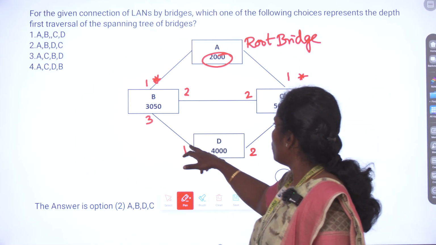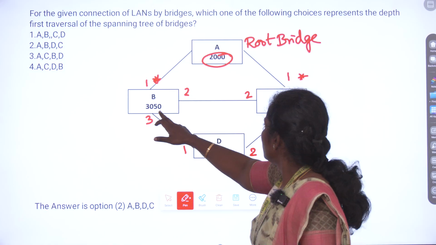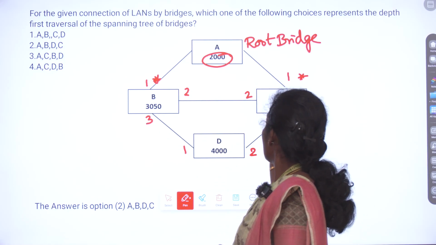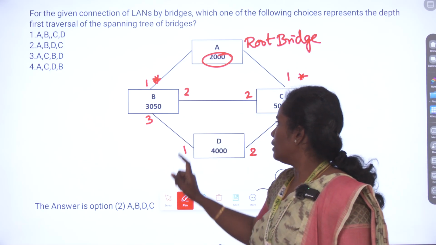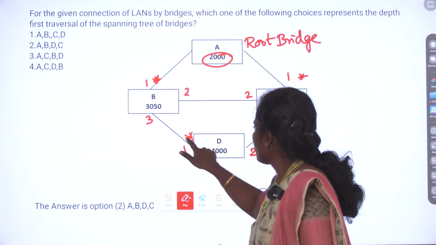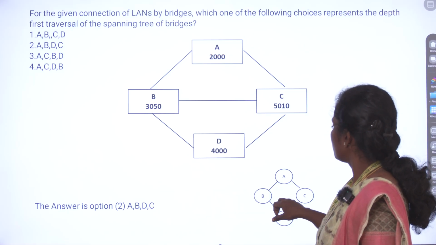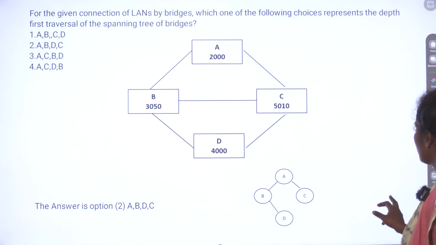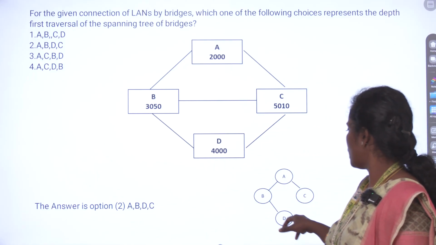Here it will take 1 hop and 2 hops. Here also it will take 1 hop and 2 hops. But comparing B and C, the value of bridge B is 3050 and the value of C is 50010. The value 3050 is the lowest index, so I am choosing this as the root port. The output of this spanning tree is A, B, D, and then C. The answer is A, B, D, C. It is a depth first traversal.